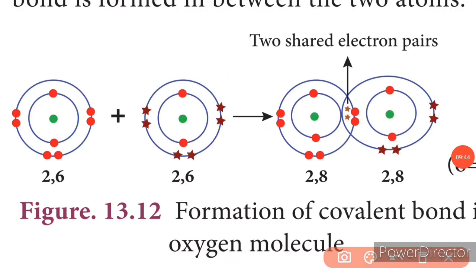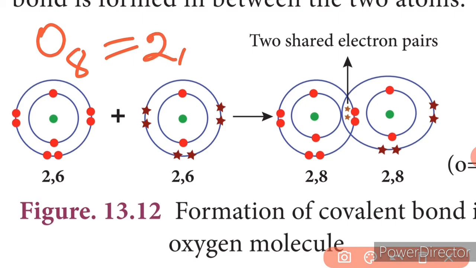Next, we'll see the formation of the oxygen molecule. Right now, what is the atomic number of oxygen? Oxygen atomic number is 8, isn't it? Now, what is the electronic configuration? Electronic configuration is 2, 6. Right? So, how many electrons are there? You can see 2 here, 2 here and 2 here. So, it has 6 electrons in its outermost shell.